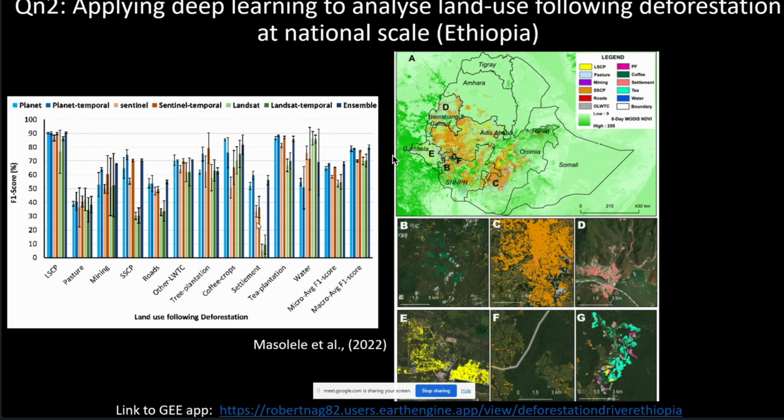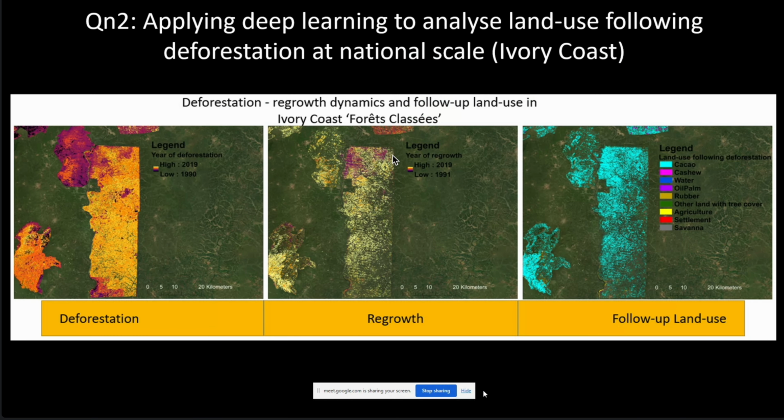I have an app, a GEE map, where you can go through and see the output map which we produced, and also see the location of different types of land uses for deforestation in Ethiopia based on regions, but also at a national scale. So apart from Ethiopia, we also went ahead to try to do Ivory Coast.